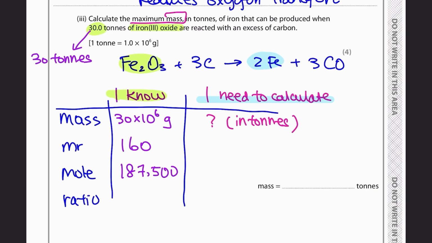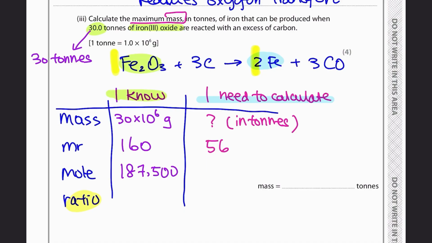Okay, so it should be 56. Iron should be 56. And then what is the mole, guys? This is where the magical ratio comes in. The ratio refers to the mole ratio, which is the big number in front of your balanced equation.